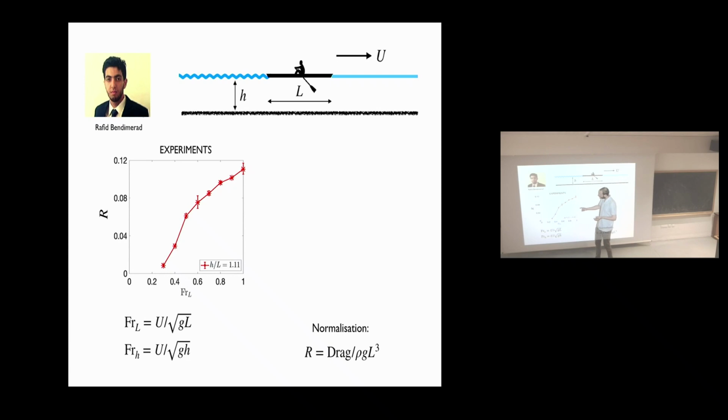And then the second thing to pay attention to is the fact that there's now 2 Froude numbers. So there's the classical Froude number, the length-based Froude number, but there's now also the depth-based Froude number. So this is the Froude number measured with respect to the water depth instead of the boat length. Okay.